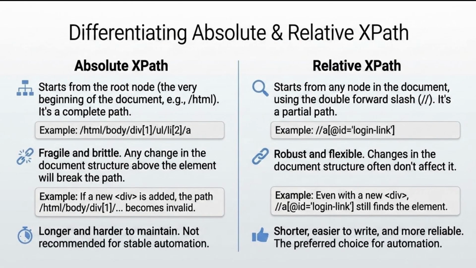So to summarize, absolute XPath starts from the root node, that is the beginning of the document, whereas the relative XPath starts from any node in the document using the double forward slash. For absolute XPath, any change in the document structure about the element will break the path, whereas relative XPath is a bit more robust and flexible. And absolute XPaths are actually longer and harder to maintain when you are actually going out for automation, whereas relative XPath is shorter and easier to write.